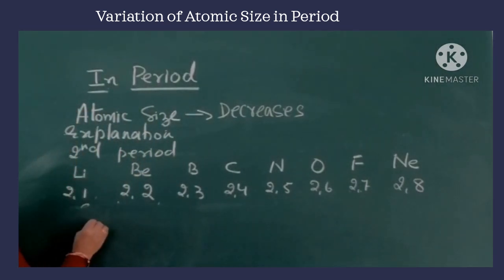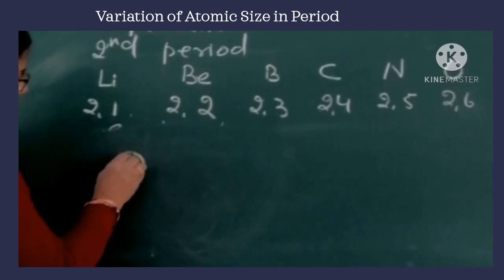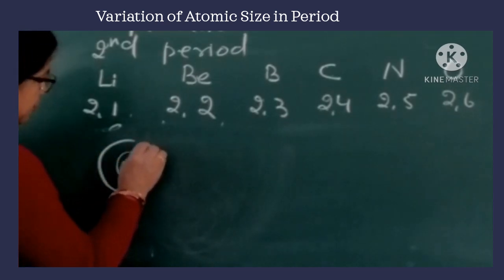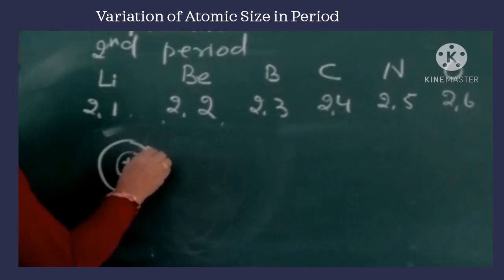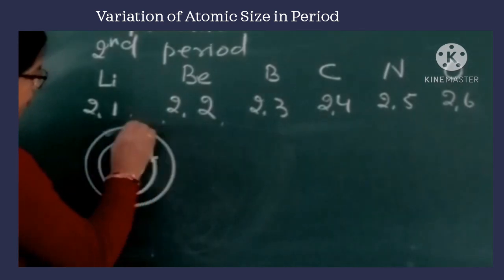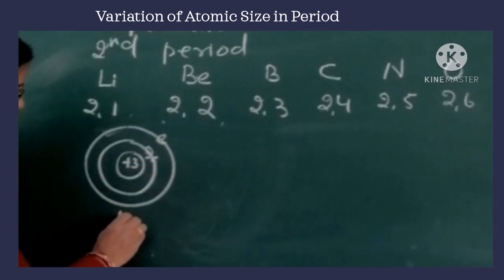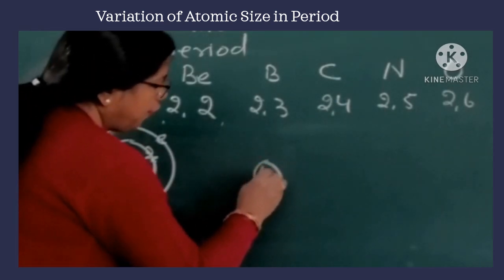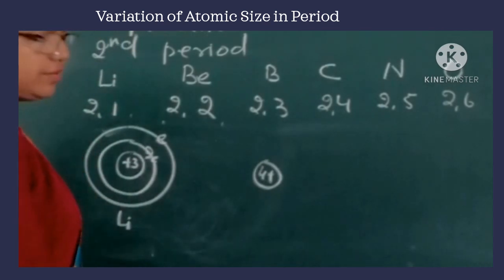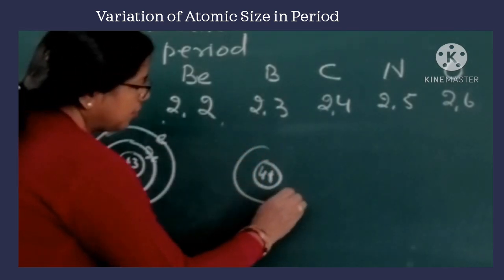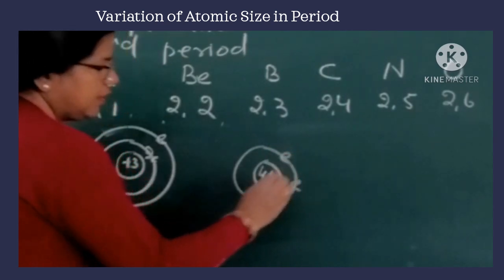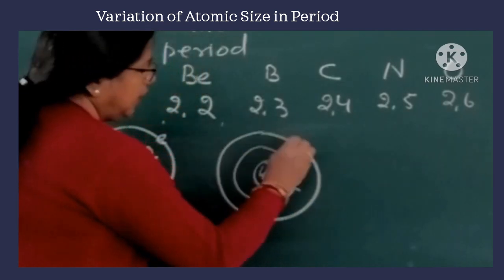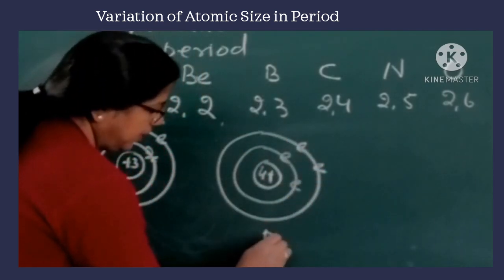Atomic structure of lithium. It has 3 protons in the nucleus with 2 electrons in the first shell and 1 electron in the second shell. This is for lithium. Now next, beryllium. Beryllium has 4 protons in the nucleus, 2 electrons in the K shell or first shell, and 2 electrons in its L shell.